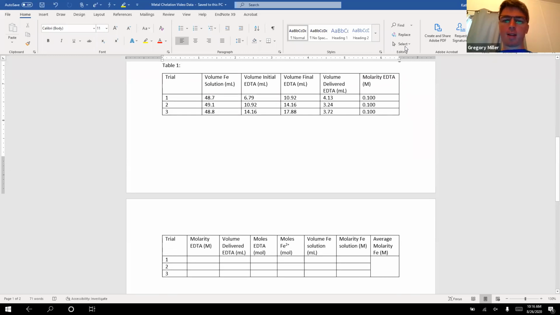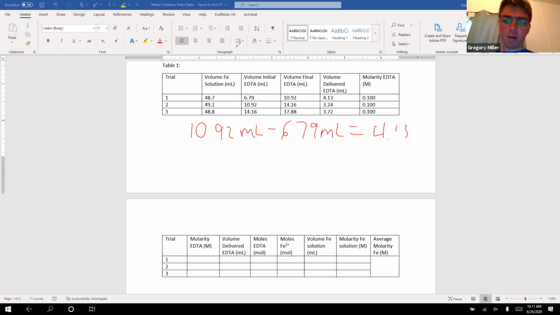So the top table we have is all of the measured values, the volume of iron solution that we measured out, the initial and final volumes in the burette. The volume delivered technically is a calculation. I will show it really quickly. It is literally just the final volume minus the initial volume. .3, and that's all that is.